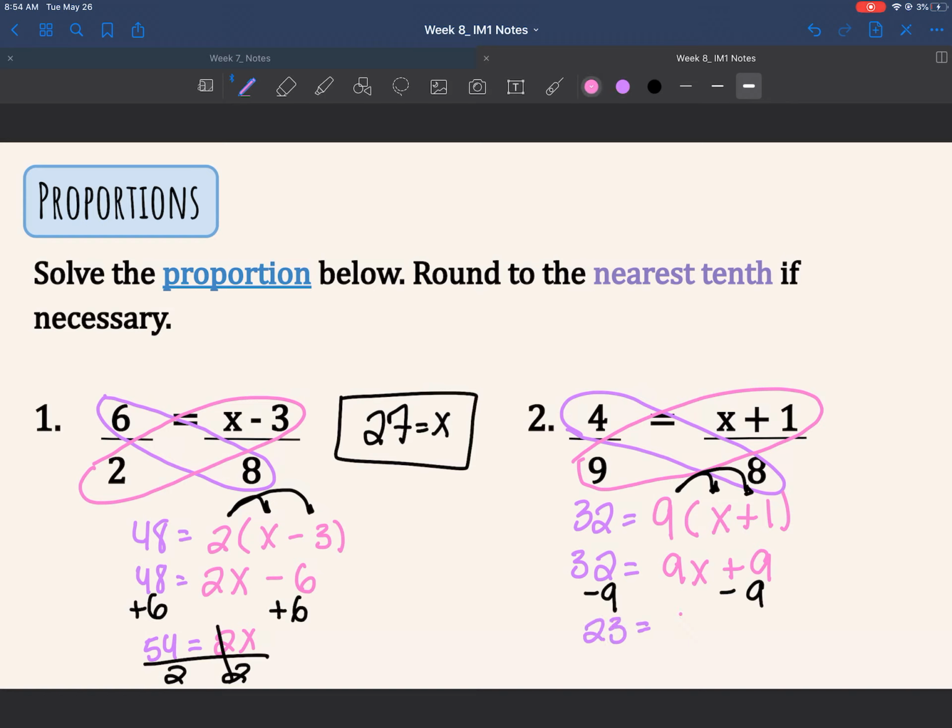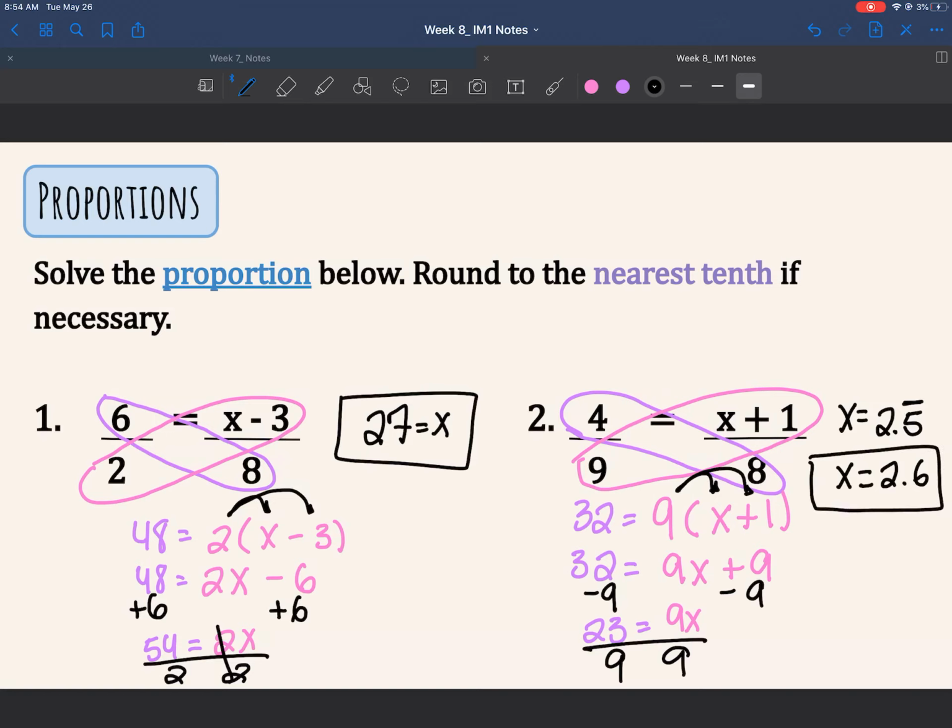And we have our 9x. And then we're going to divide everything by 9. Now we're going to get a decimal here. And my decimal that I got was x is equal to 2.5 repeating. So it's 2.5555555. So I'm going to round this to 2.6. I'm going to round it up. Okay? And there we go.